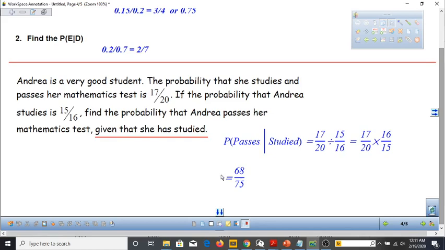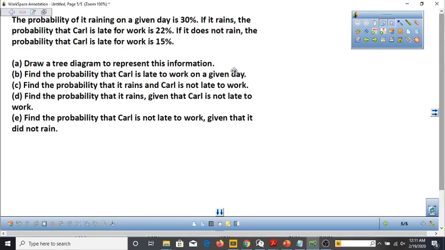Now, for the last component of our lesson, I'm going to talk about a question I made up, which is indicated here. And we're going to use what we call a probability tree, a tree diagram, to indicate the probabilities. The probability of it raining on a given day is 30%. If it rains, the probability that Carl is late for work is 22%. If it does not rain, then the probability that Carl is late for work is 15%. Then the question is, draw a tree diagram to represent the information.